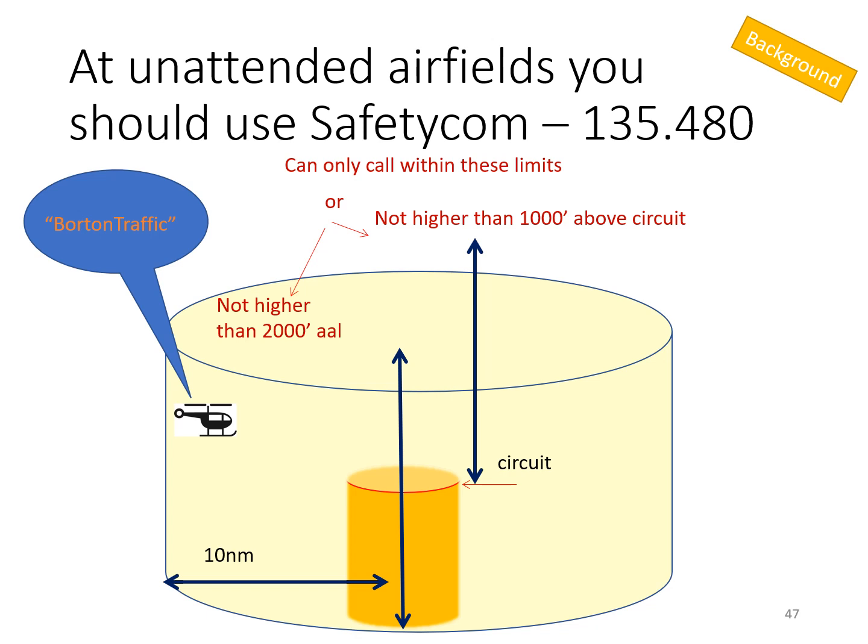For small, non-gliding airfields that don't have their own frequency, the convention is to make the call on SafetyCom 135.480. That should only be done less than 2,000 feet above airfield level or 1,000 feet above the circuit, and within 10 nautical miles, or about 20 kilometres.